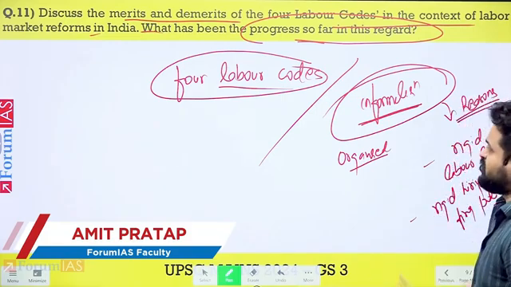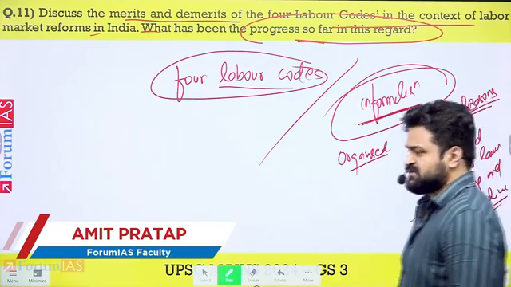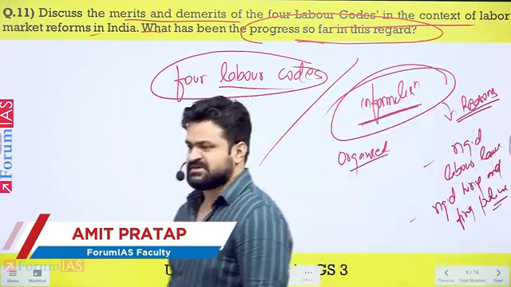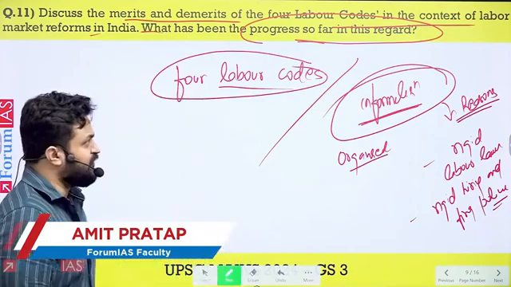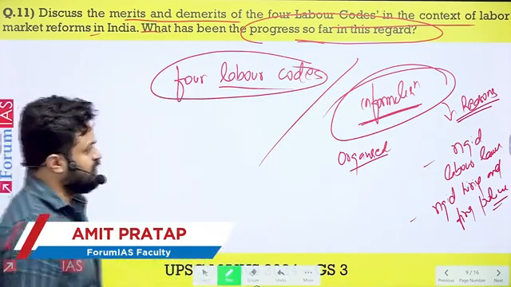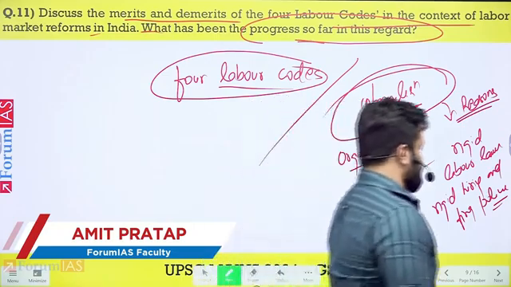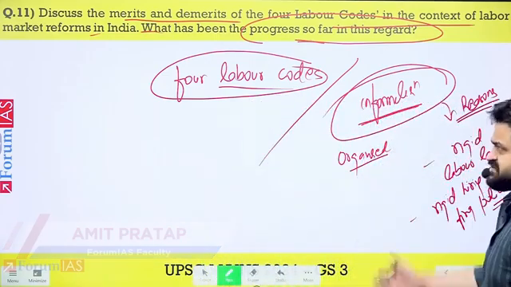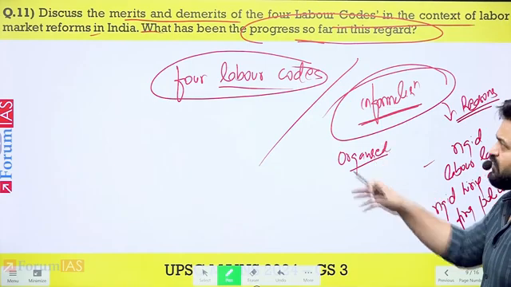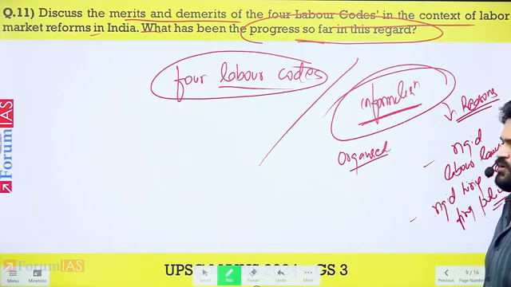So it has not been properly implemented across the states, and in many states there is still no uniformity with respect to the rules of these labor codes. Also, the consensus is not there with respect to the social security component and the role of the trade unions.